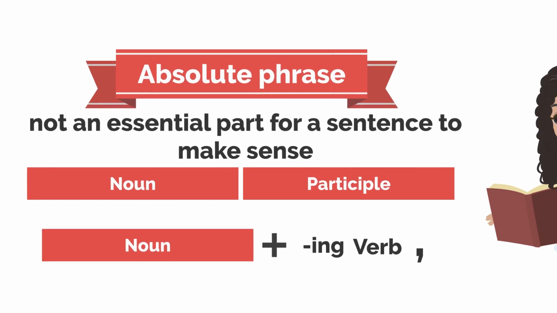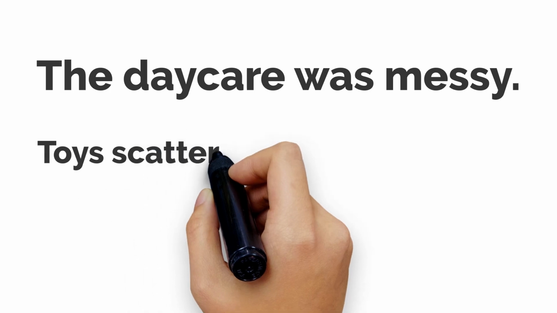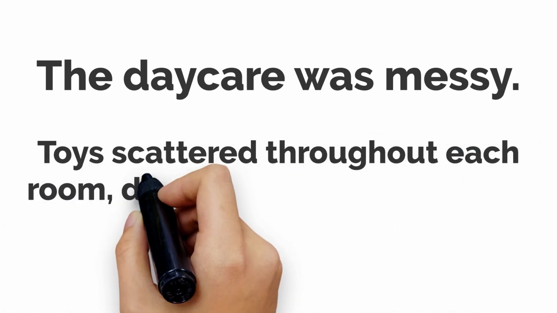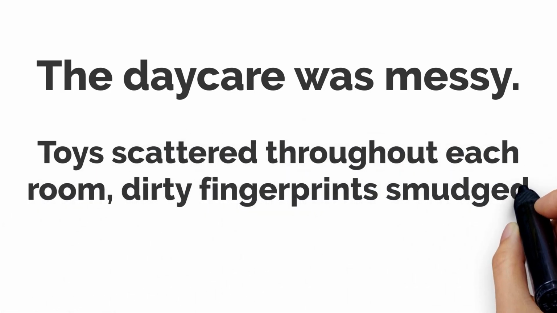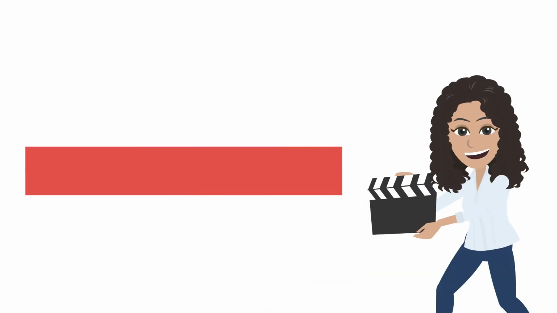As a reader, we don't want the writer to tell us what is happening. We want them to show us what is happening. Compare these two sentences. The daycare was messy. Can you visualize it based off of this sentence? Can you picture it in your mind? Compare it to the next sentence. Toys scattered throughout each room. Dirty fingerprints smudged on every wall. The daycare was messy.